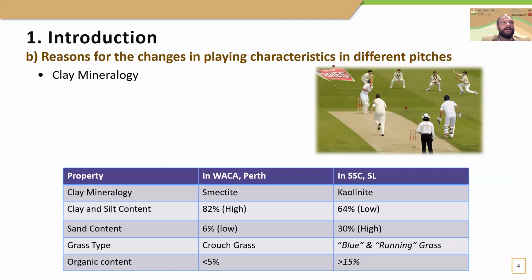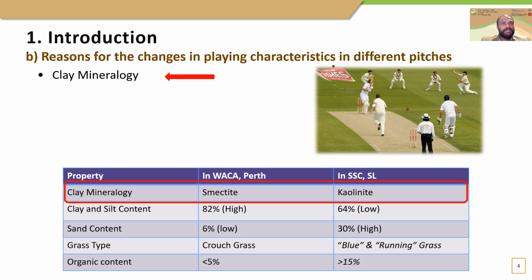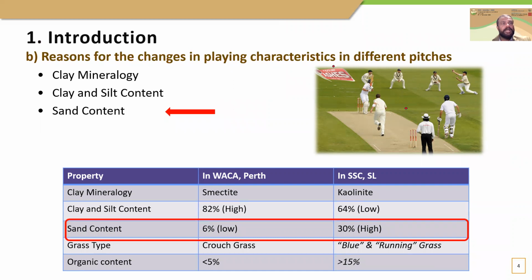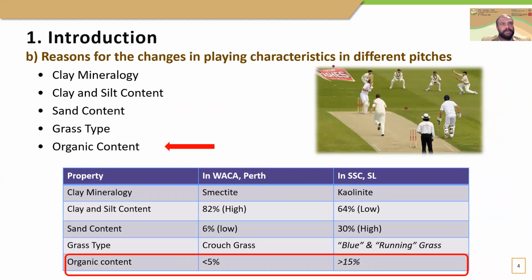Going to the reasons for changes in playing characteristics in different pitches, it's a comparison between the world's fastest cricket pitch, the WACA pitch in Perth, and the SSC cricket pitch, which is a subcontinent cricket pitch, which is slow and low. First of all, the clay mineralogy is different. In WACA, it's smectite and in SSC, kaolinite, with high clay content and silt content and low sand content in WACA. The grass type is couch grass and blue and running grass in SSC, and low organic content in WACA Perth.